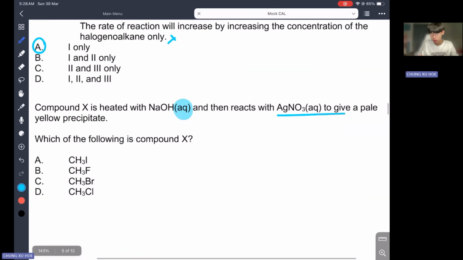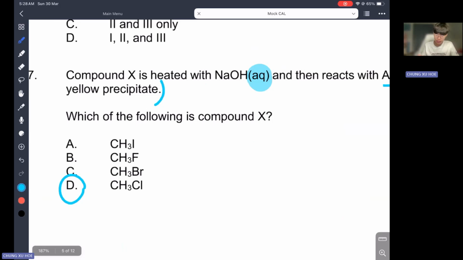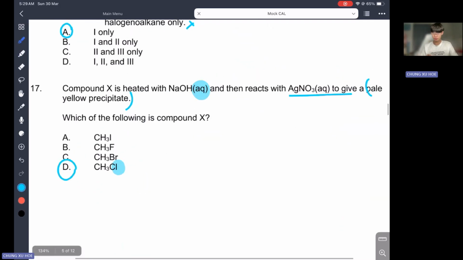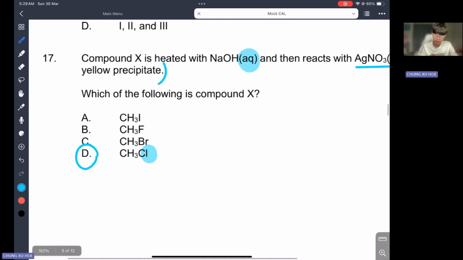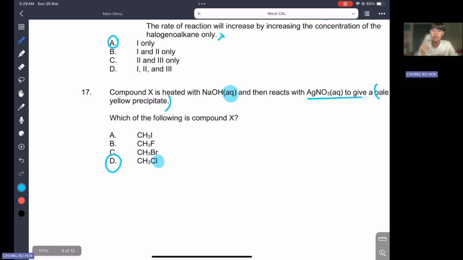Then reacts with AgNO3 to give a pale yellow precipitate. Which of the following is compound X? It's going to be CH3I. These are tricks. Whenever you see I, it's going to be yellow precipitate. Not necessarily precipitate, but it's going to appear yellow. Okay. So yeah, do you need further explanation? Just know that this is hydrolysis, and when it reacts with AgNO3, it will produce CH3I to give a pale yellow precipitate. For me, I remember that yellow precipitate is going to be this.